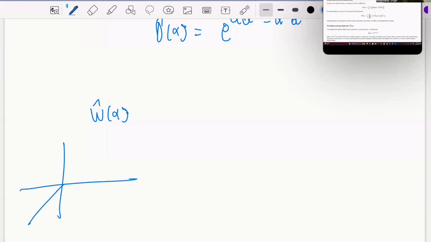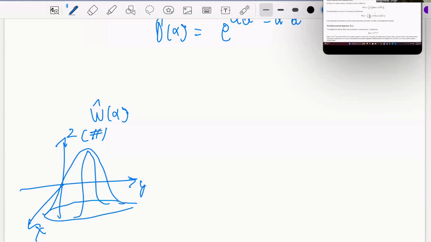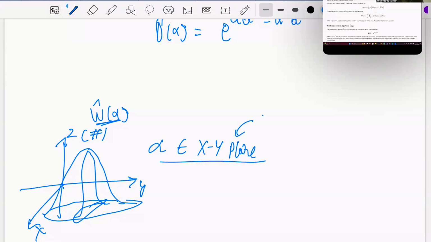So if you imagine x, y, and z, with z being the value of the Wigner function, it's just some number, and this is the xy plane. We will see that there is going to be this kind of distribution for a particular point. So this is what this Wigner function is trying to do, and this alpha is spanned over this. So this alpha belongs to this xy plane, right? And this is a complex plane.